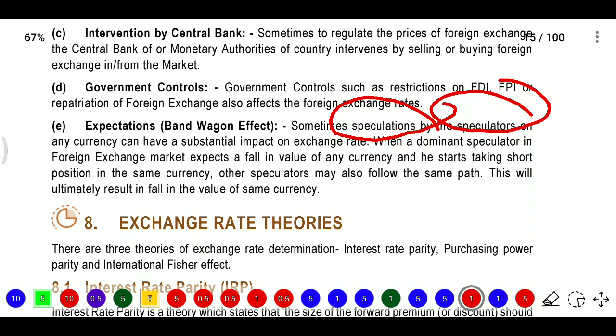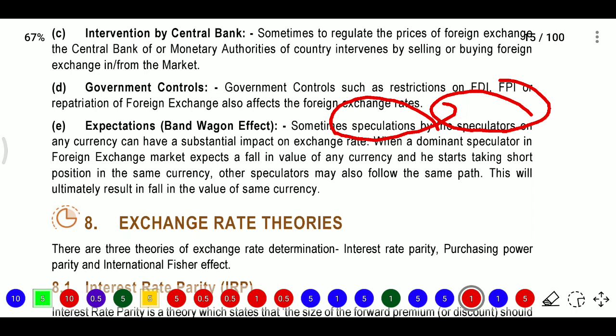When a dominant speculator in the foreign exchange market expects a fall in the value of any currency, he starts taking a short position in the same currency. When a person thinks the market is falling in any currency, he will take a short position to speculate on that loss. This will ultimately result in a fall in the value of the same currency. This is known as exchange rate determination.